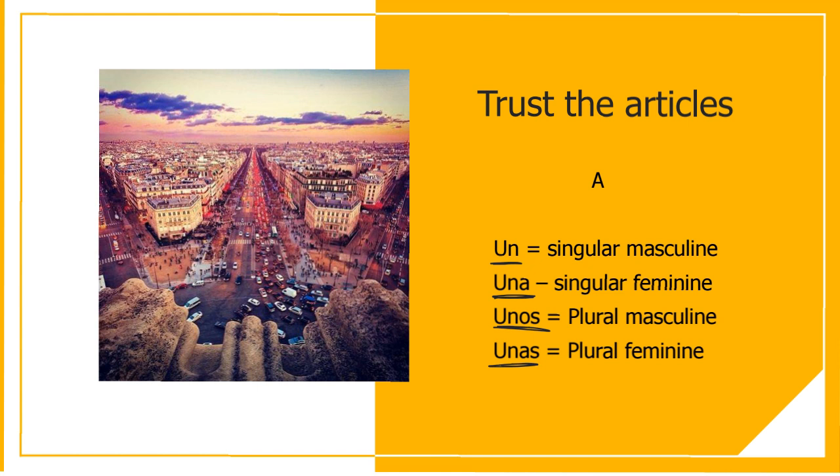And un, una, unos, unas means a in Spanish. Although in English, we don't say a houses, we end up saying some houses. So there's just a slight difference in translation there.